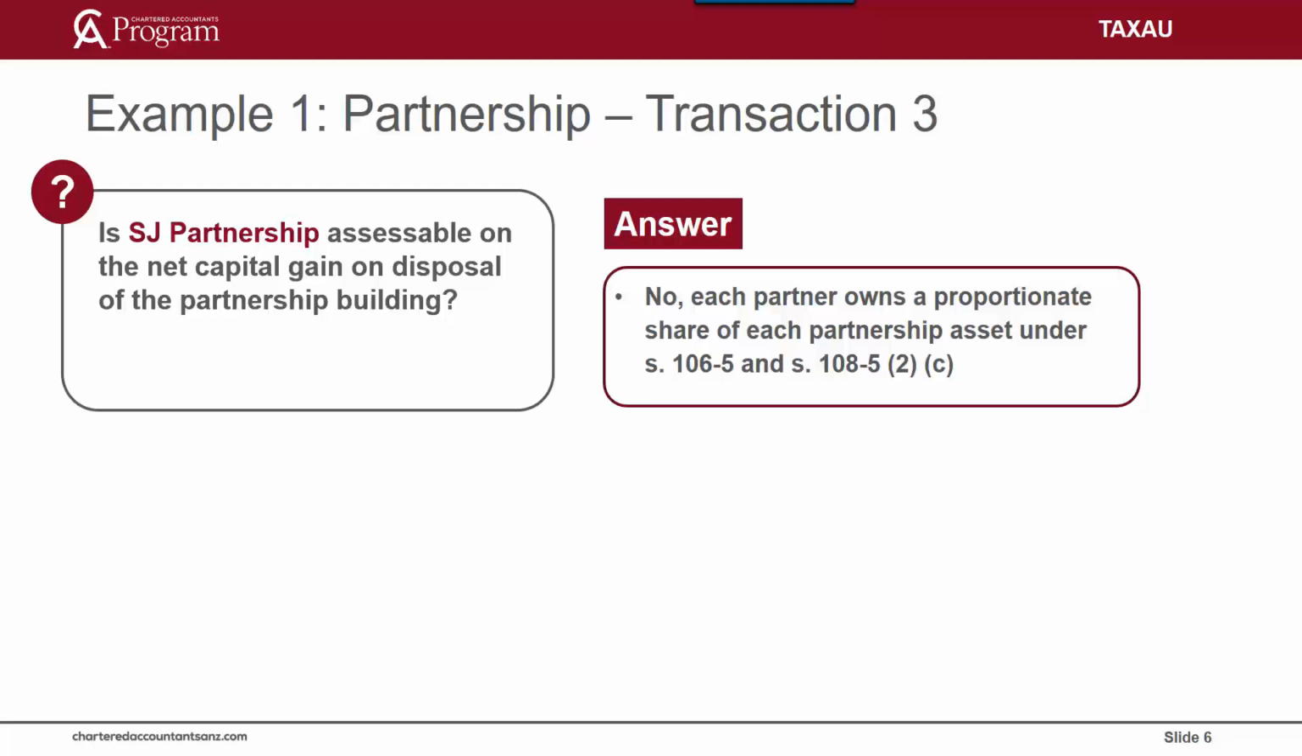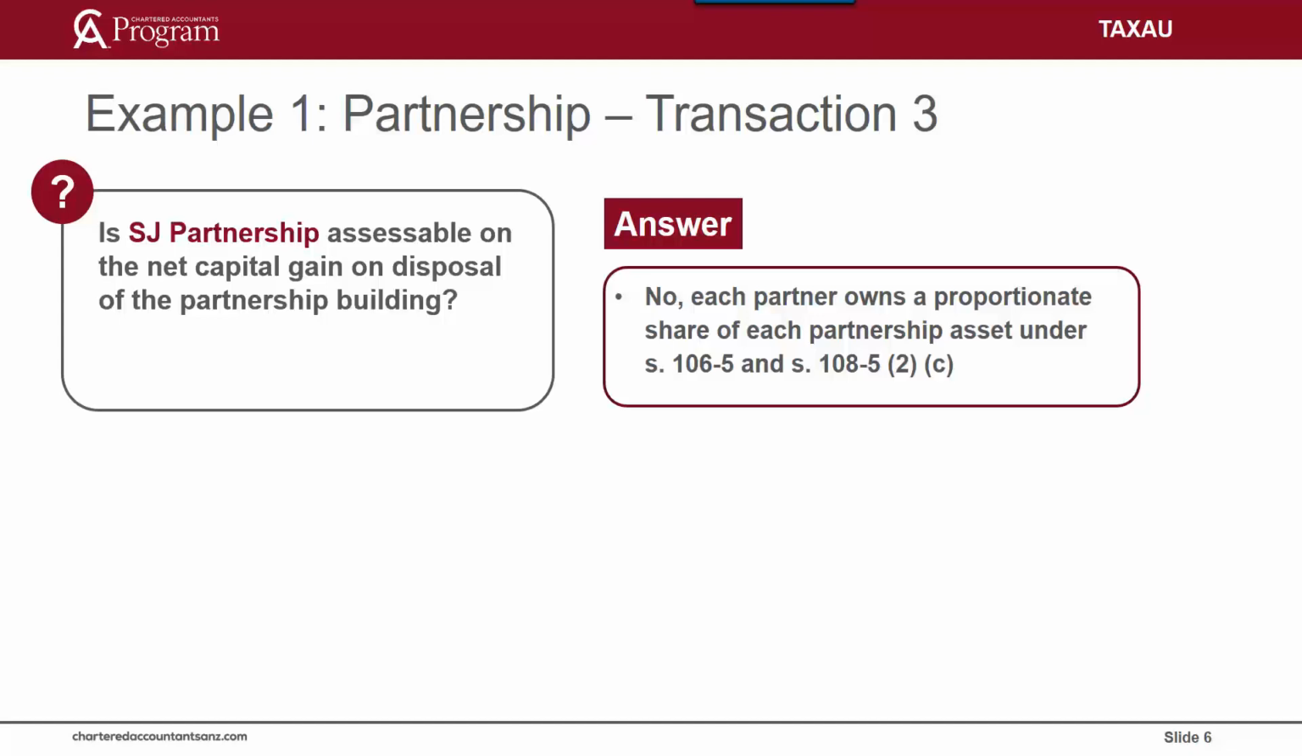Each partner has a proportionate interest in each and every asset of the partnership under Section 106-5 and Section 108-5, subsection 2c, and calculates their individual capital gain or loss on disposal of their interest in the partnership or the individual asset. As noted on slide 2, a resident partner includes capital gains and losses arising in relation to the disposal of worldwide assets held by the partnership, whereas a non-resident partner includes only capital gains and losses arising in relation to the disposal of taxable Australian property held by the partnership, which is defined under Section 855-10.